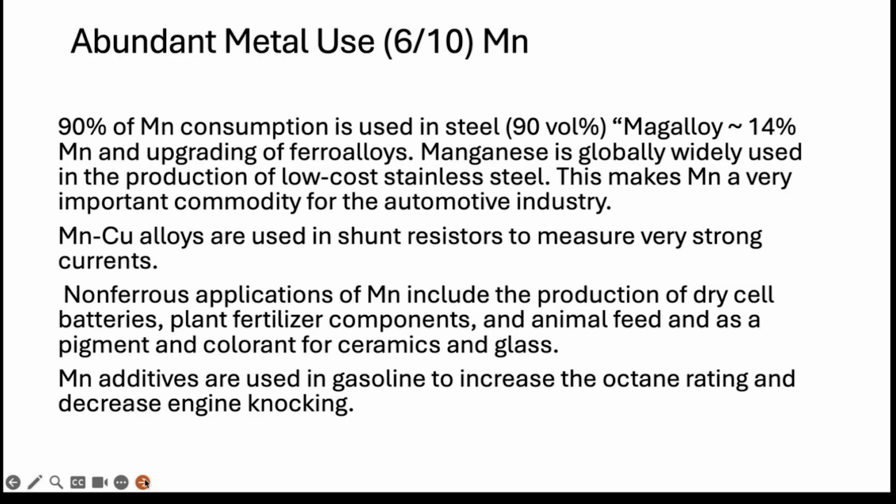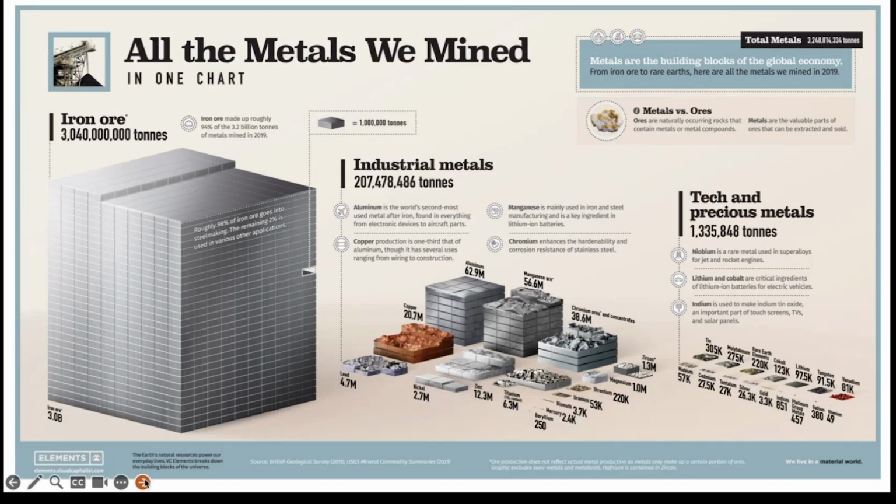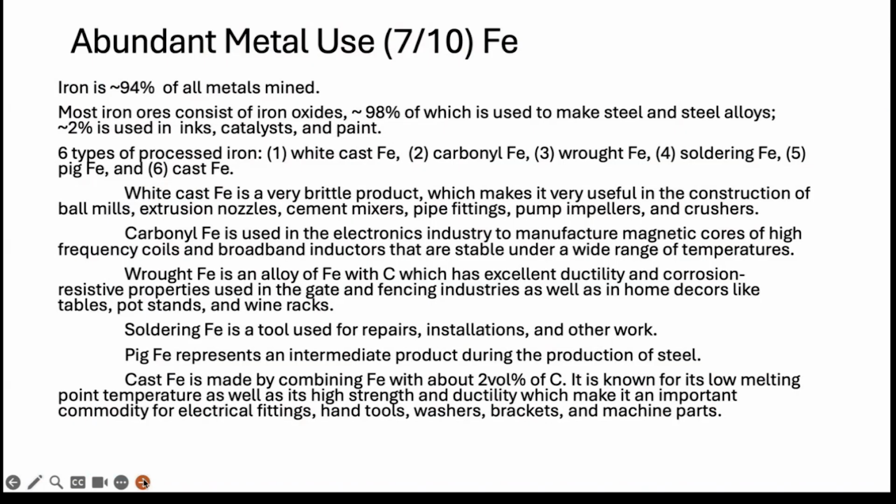I guess it's kind of like lead used to be used. And manganese is number 3 here, right after aluminum and ahead of chromium. Iron, now the iron is king. Iron is 94% of all of the metals we mine.